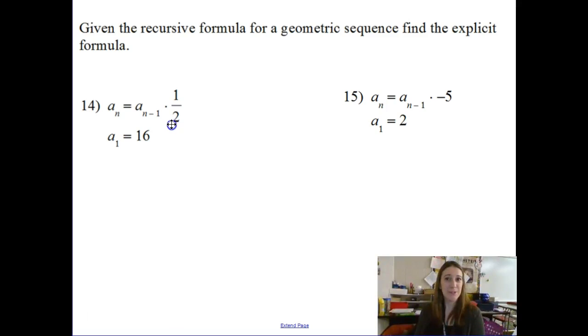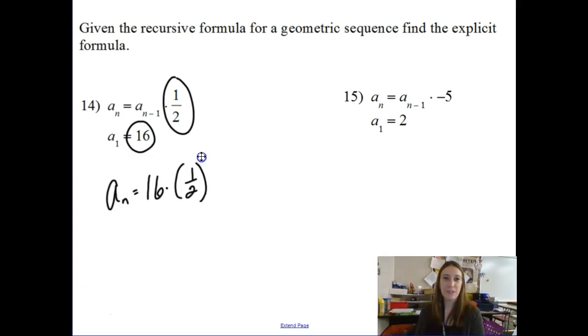Alright, so this one is recursive, and they want me to figure out the explicit. I know that sounds crazy, but all you need for an explicit formula is the first term and the common ratio. So actually, these are probably the easiest ones. So the first term we said was 16. The common ratio was 1/2 to the n minus 1 power. Ta-da!